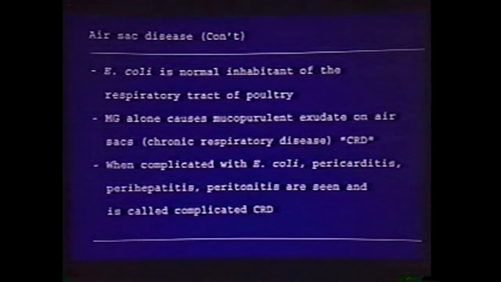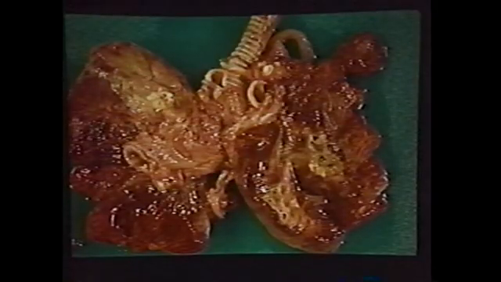Now, Mycoplasma gallisepticum alone will cause chronic infection in birds, characterized by mucopurulent exudate on the air sac. And that's why it's called chronic respiratory disease, commonly known as CRD, okay? When that mycoplasma is complicated by E. coli infection, it's going to go beyond the air sac disease. It's not only chronic respiratory disease, it's going to be pericarditis and perihepatitis, peritonitis, and that's why it's called complicated CRD. It's complicated by E. coli. It's important from a treatment point of view.